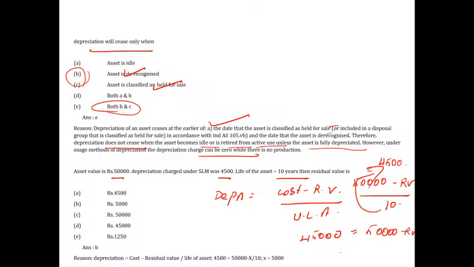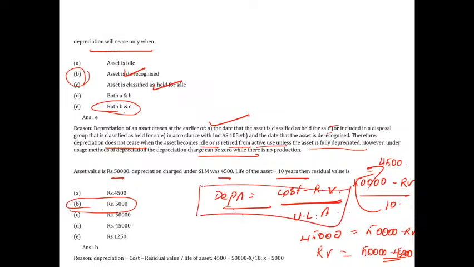Correct? Now RV will come this side. 45,000 will go this side. So RV, residual value, is equal to 50,000 minus 45,000. This would be 5,000. Your residual value would be how much? 5,000. It is like an XY sum. So your answer is B. Alright, it's formula oriented. So depreciation is cost minus residual value divided by useful life of the asset. This is the formula. By using this formula, you can find out your answer. You're getting it? Next question.